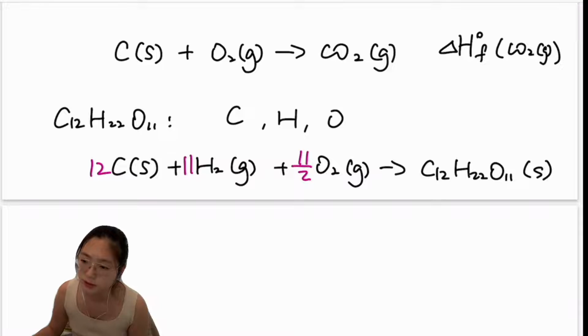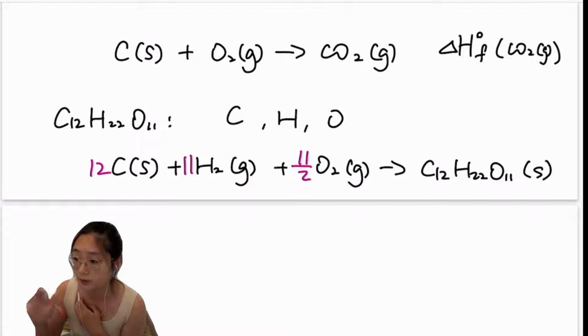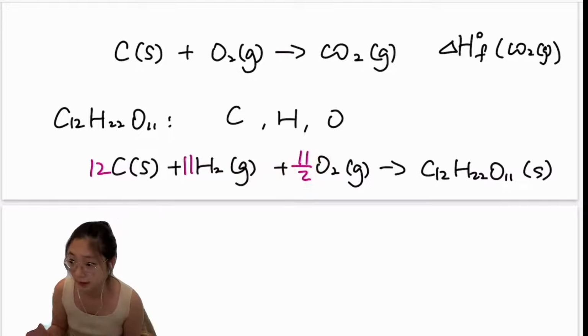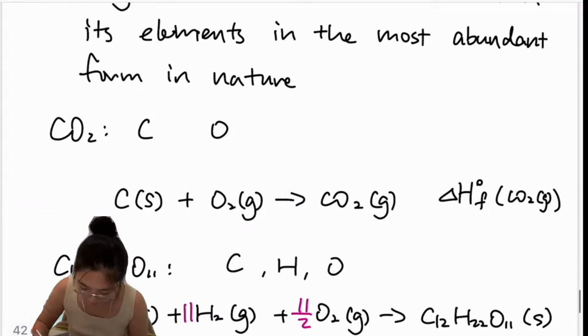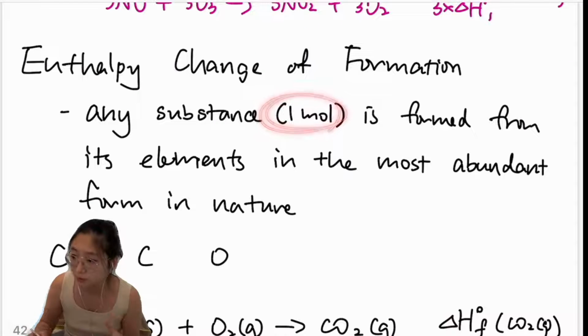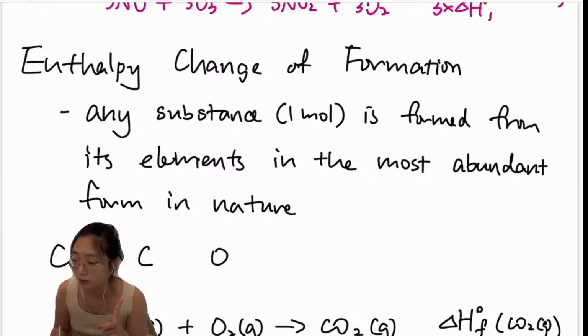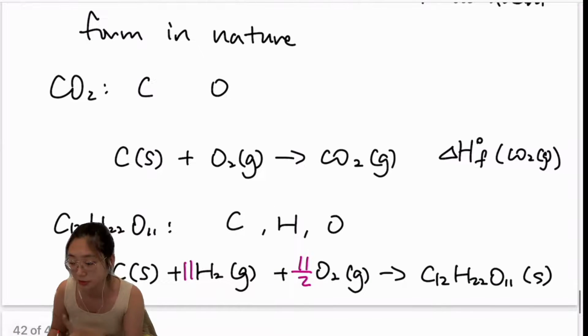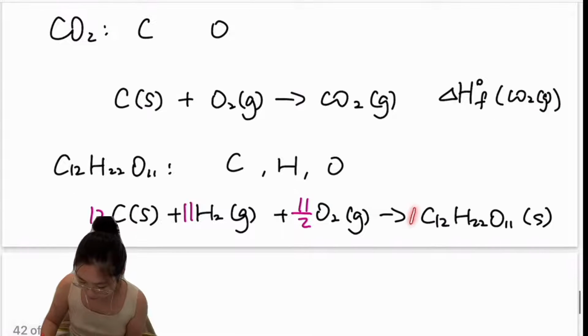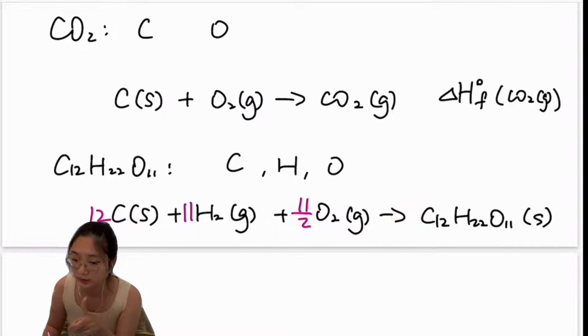Then do we multiply the whole reaction by 2? Wait, why do we need to multiply the whole reaction by 2? No, we're not going to multiply by 2. Usually we multiply by 2 because I don't want to see a fraction in my balanced chemical equation. But remember that this is for enthalpy change of the formation, and for that I always assume that the substance of interest is 1 mole. We only care about when 1 mole of the substance is produced, what is the enthalpy change? So I want to control the coefficient of the product as 1.